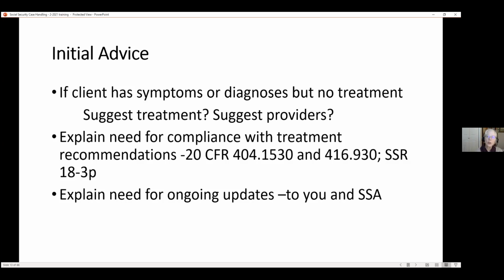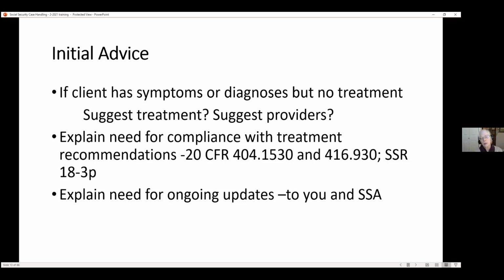Okay. So compliance, we already talked about suggesting treatment and suggesting providers and your obligations there. The need for compliance with treatment recommendations. Social Security has specific rules about that, which I cite here. The basic rule is if your doctor tells you to take a pill, you need to take it. You can't just say, I have high blood pressure that is disabling to me and it makes me dizzy. Well, what did the doctor recommend? The doctor said take a pill, but I don't like pills. I feel like it's better not to take pills. That is not going to fly. You need to follow reasonable treatment recommendations.